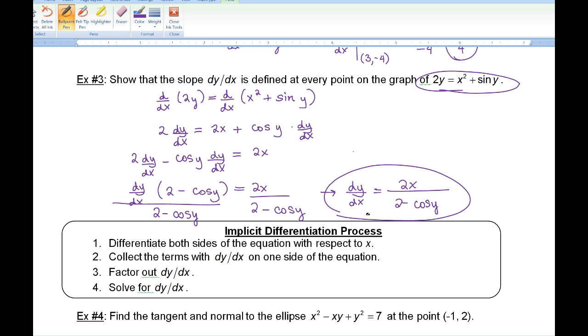How do we show that it's always defined? This is always defined because what is cosine? Cosine is always going to have a range between. So cosine of y always has to be between -1 and 1. Remember, it oscillates between -1 and 1. Will we ever have anything that would give us something undefined in the denominator? No. It never hits 0.